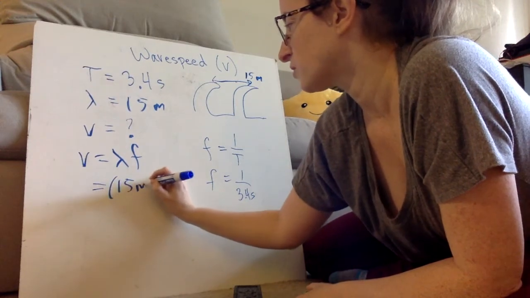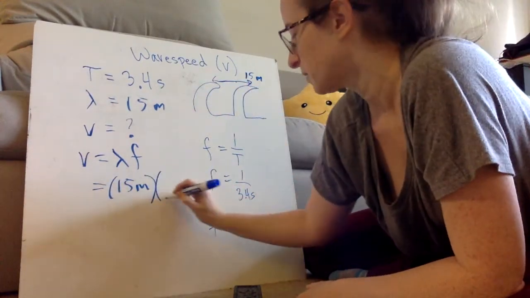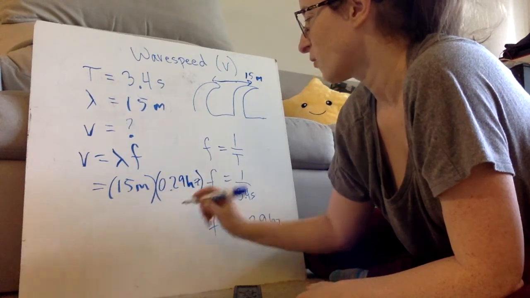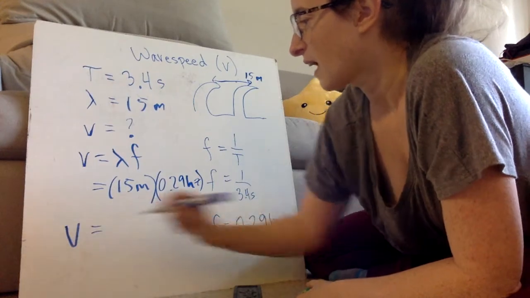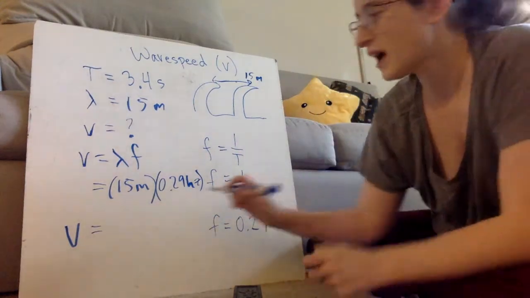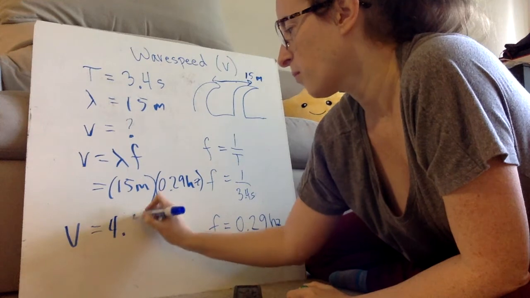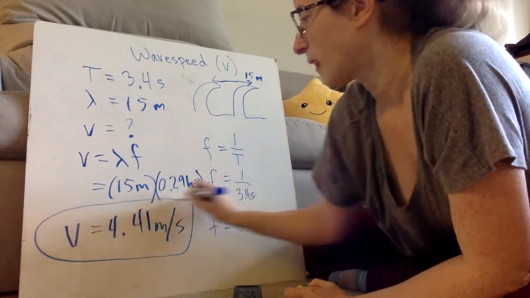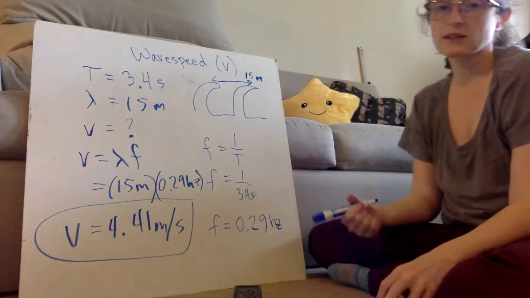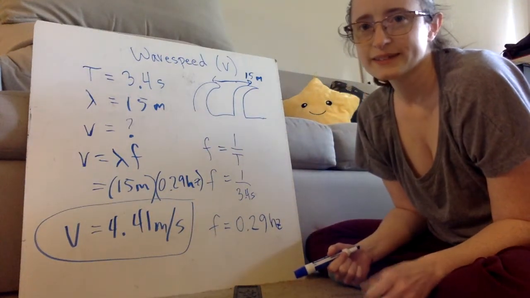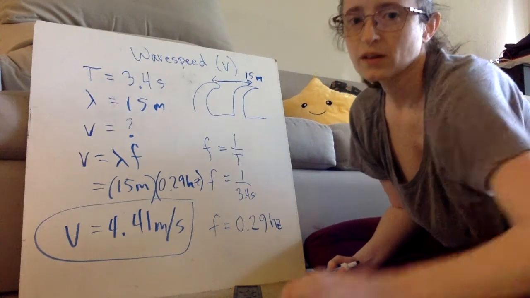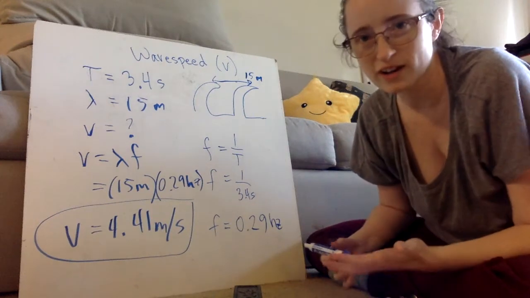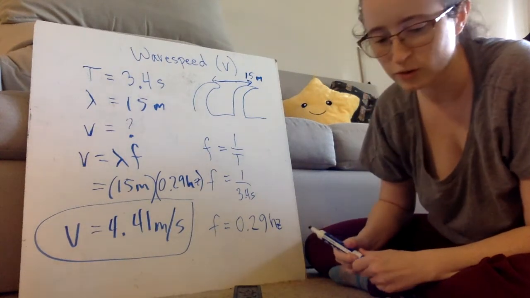And then we can plug that in over here. This is 15 meters for the wavelength, which we got from our handy dandy picture, and then 0.29 hertz for the frequency. And then we would multiply those out, and we would get an answer of 4.41 meters per second. Okay, so it was a little bit of a two-step process in this instance. That's one of the ways in which they can sometimes try to throw you for a loop a little bit, because you have to use 2 equations.